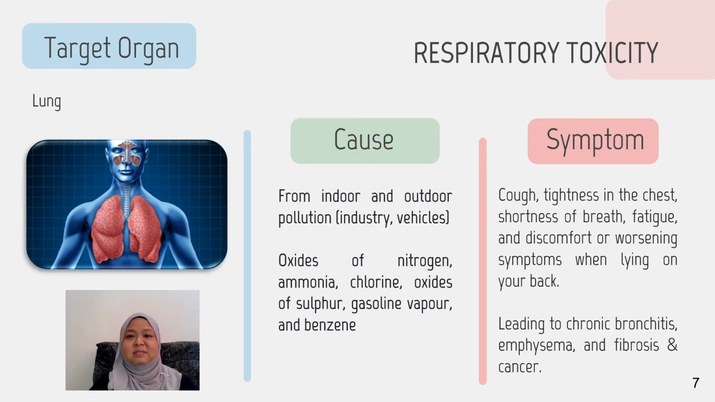Okay, and the last one is respiratory toxicity. The target organ for respiratory toxicity is the lung, because we know the respiratory system, right? So the target organ will be the lung. What is the cause of this respiratory toxicity? Usually it is due to exposure to indoor or outdoor pollution. Outdoor pollution comes from industry and vehicles, right? Indoors, maybe the ventilation of the room is not good enough, so it can cause respiratory toxicity. Smoking can also be a cause of respiratory toxicity. The substances may be oxides of nitrogen, ammonia, asbestos, chlorine, oxides of sulfur, gasoline vapor, as well as benzene.